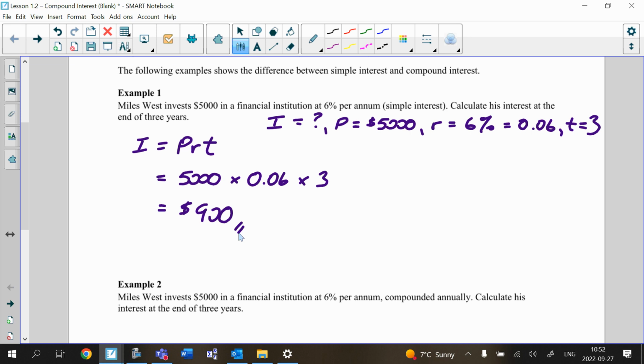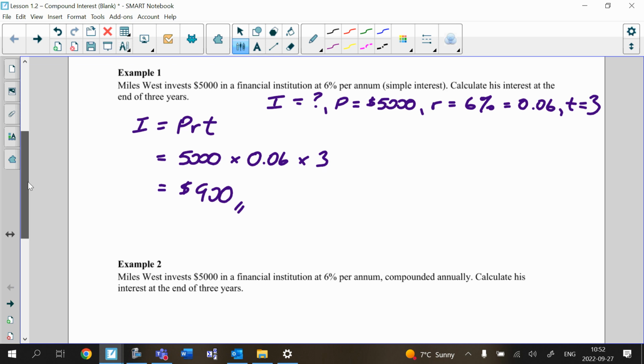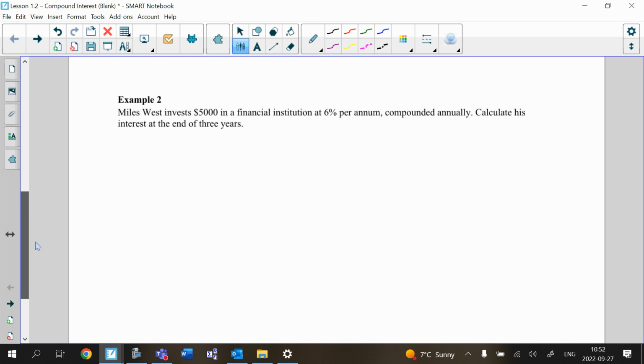But the second example is a little bit different. Here, same guy, same money to invest, same interest rate, but now it says compounded annually. What that means is that interest is calculated every year and then added to how much he invested. And then the next year interest is calculated on what he invested and the interest he earned in the previous year. So the best way to show this is a chart.